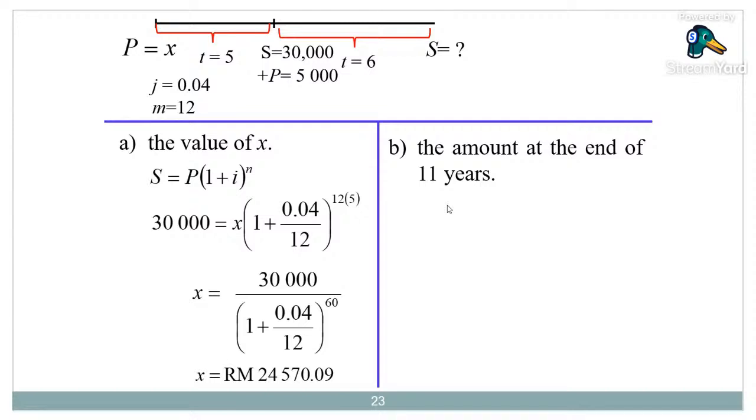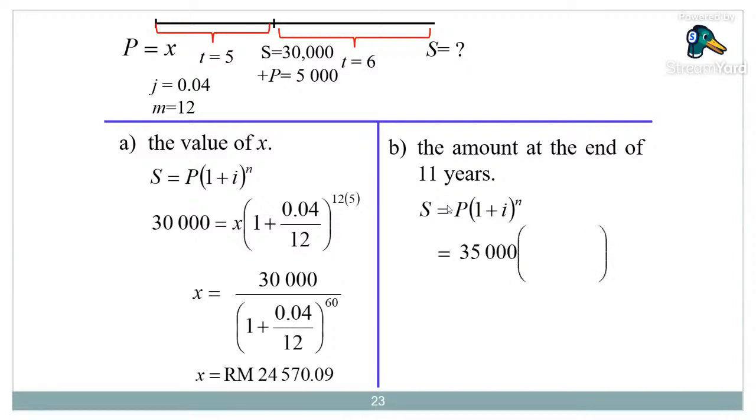Kalau you guna 30,000 sahaja pun salah. Sebab apa? 30,000 nilai yang dah terkumpul selepas 5 tahun. Lepas tu tambah lagi duit, dia tambah lagi investment kat situ 5,000. So you kena tambah lah. So it should be 35,000. S kita adalah 35, S pula. The principal for the second investment kat sini adalah 35,000.